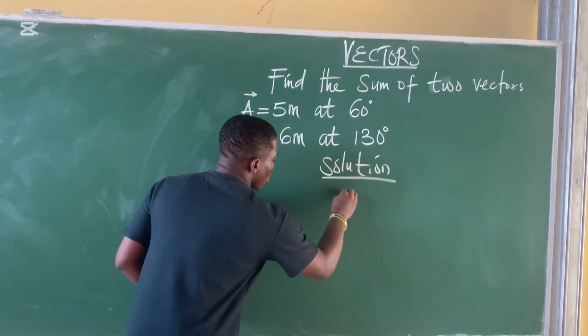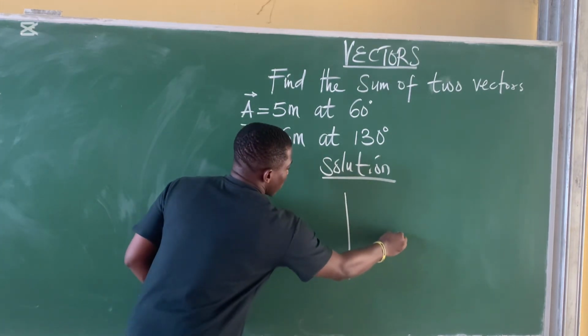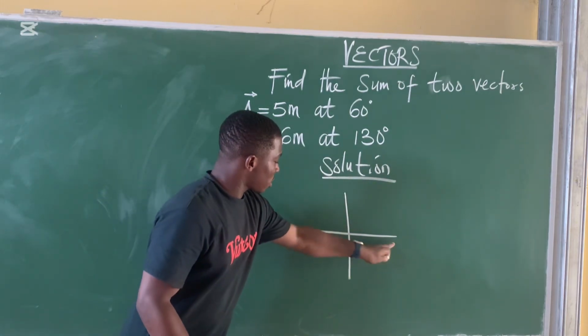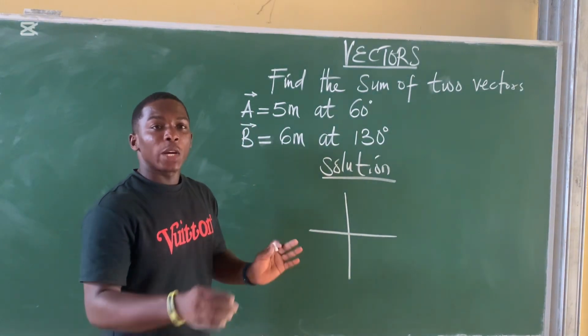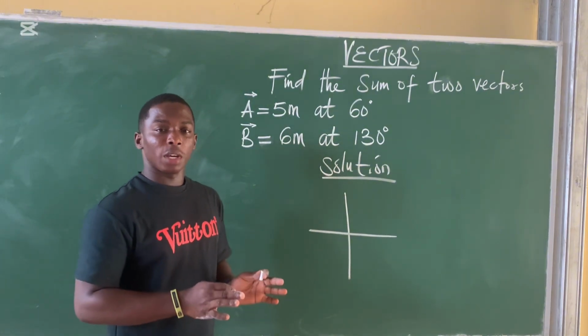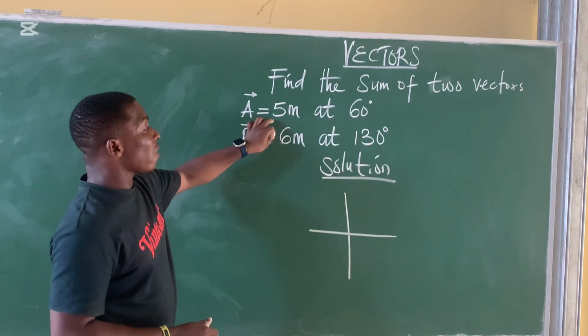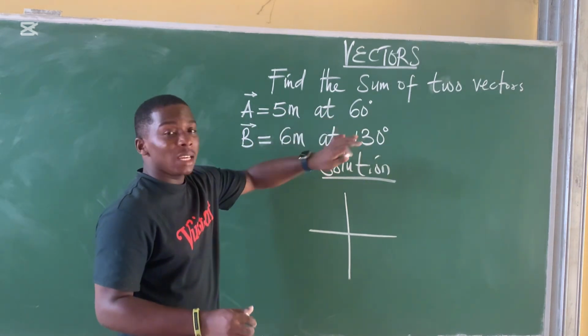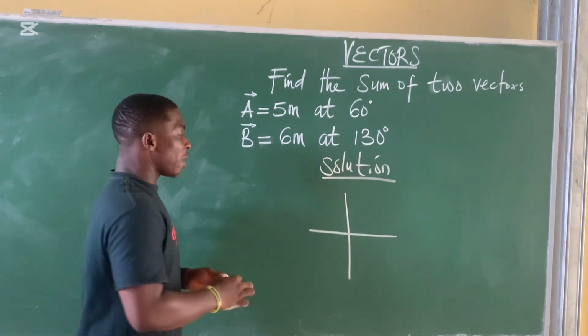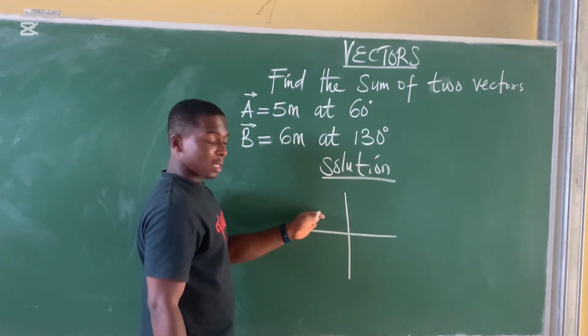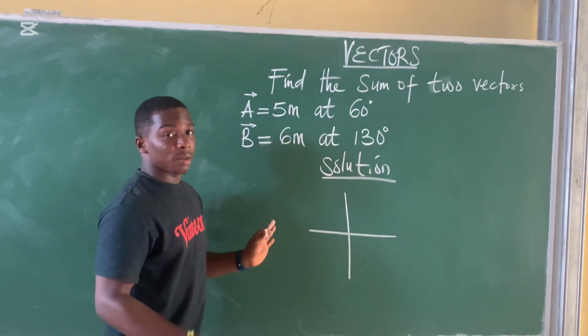I'm going to draw the quadrant. This is north, east, west, and south, alright? And the quadrant is 90 degrees, okay? Now, to sketch vector A, I'm told that vector A is 5 meters at 60 degrees, alright? Now, I know that one quadrant is 90. Another quadrant is 90. So each of these quadrants is 90 degrees.